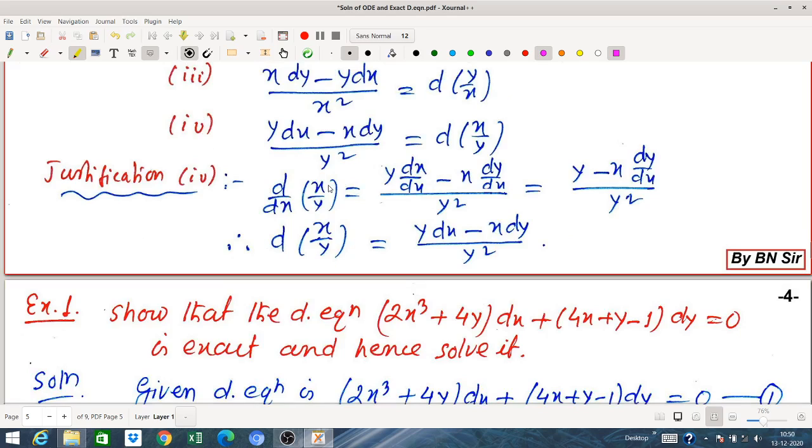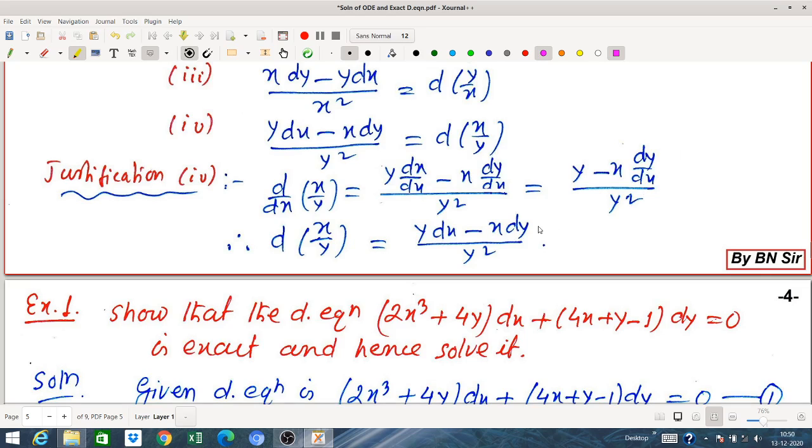d/dx of x by y, in class 11-12 we know d/dx of u by v. So the derivative will be y square in the denominator, y into derivative of numerator, d/dx of x, minus x, numerator, into derivative of denominator, dy by dx. So it is y times d/dx of x, which is 1, minus x dy by dx, over y square. Now it is d/dx. So if we multiply both sides by dx, it will become a differential, meaning it will be d of x by y, and here dy by dx into dx will be only dy.